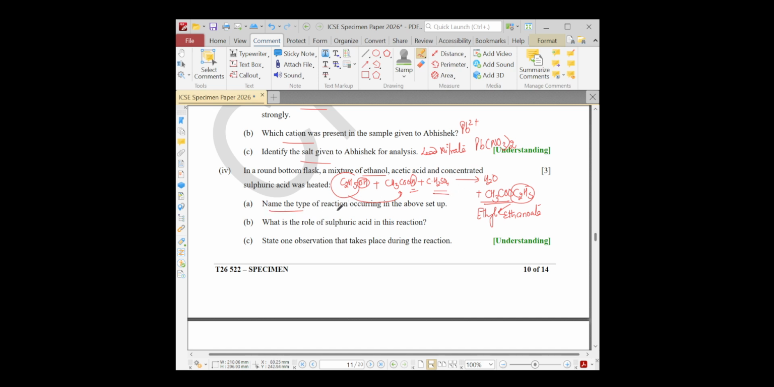So name the reaction. Since it is the ester which is formed, the reaction is esterification. What is the role of sulfuric acid? It is removing water. So it is acting as a dehydrating agent, right? Okay, then what is the observation? So here you will find the observation is the ester formed has a fruity smell. Is this clear? So this is the answer for question number 4, right?